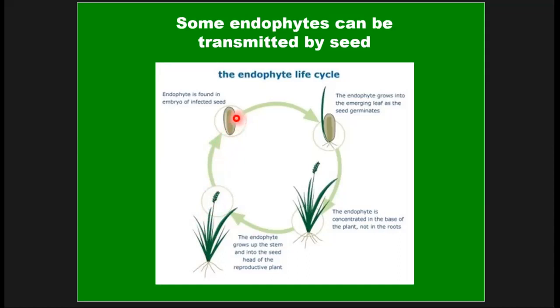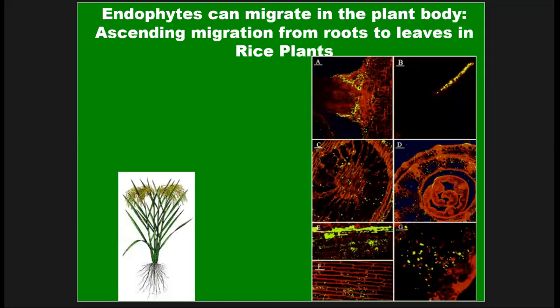So that way, when the seed is released and gets deposited somewhere and starts to germinate, the endophyte is already there with it. And so that's a great strategy to make sure that the next generation has the proper endophytes ready to go and can immediately start helping the plant host. So that is really saying that endophytes can migrate through the plant body. We just saw how some endophytes can migrate into the developing seed.